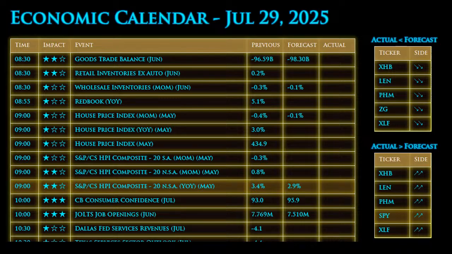The S&P 500 ETF may rally as positive housing data signals consumer confidence, contributing to broader market optimism. The Financial Select Sector SPDR Fund may rise, with stronger home prices reducing risks for mortgage-backed securities and improving bank outlooks.